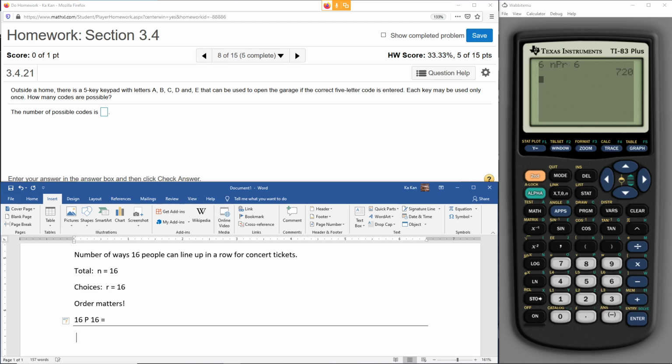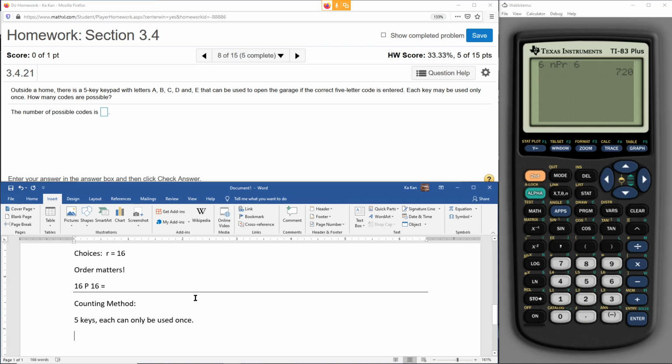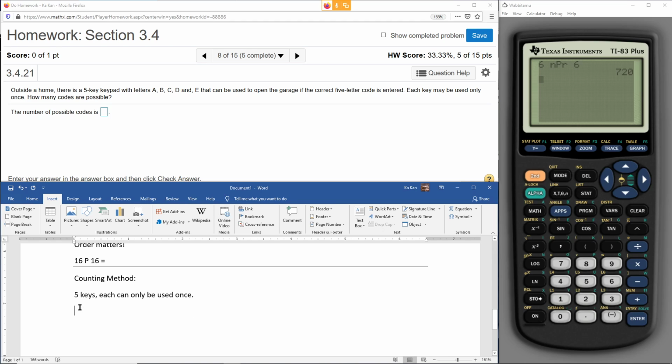And this is what we call a counting method. So you have 5 keys, right? Each can only be used once, and you want to make a 5-letter code using those 5 keys. How many different ways can you do it? How many different ways can you create a code?